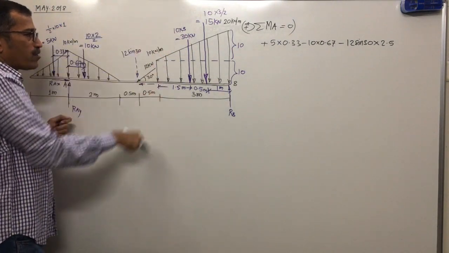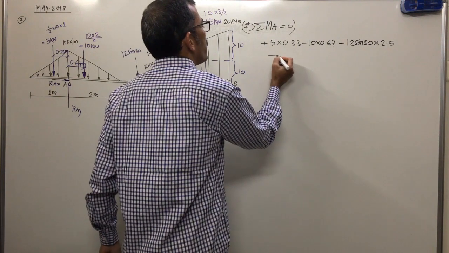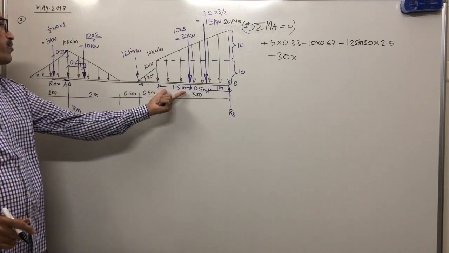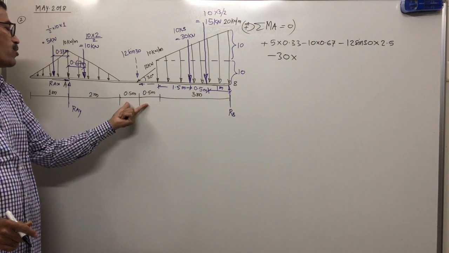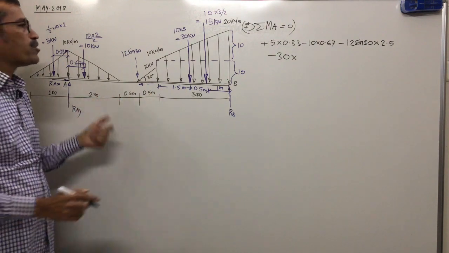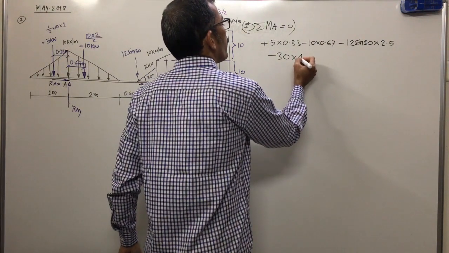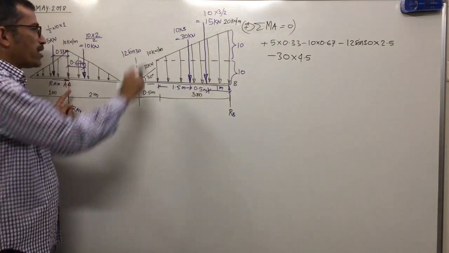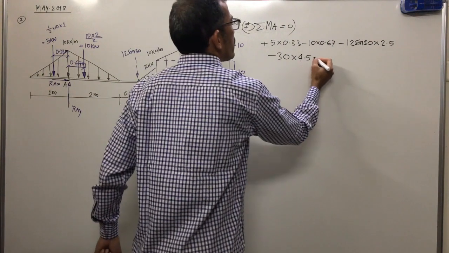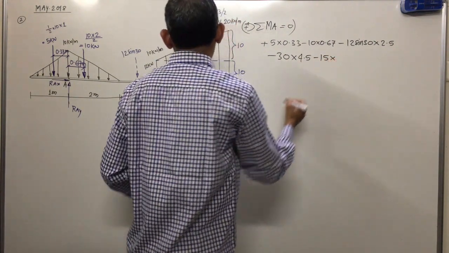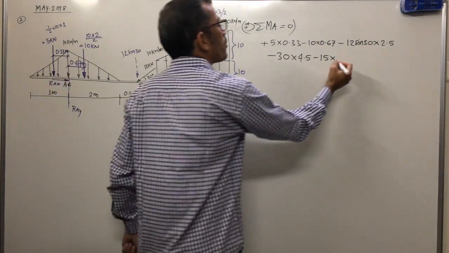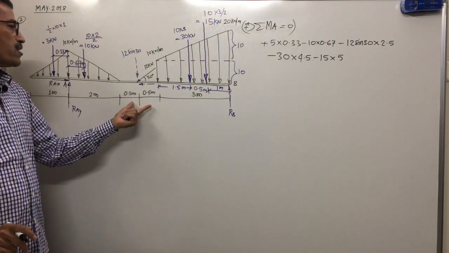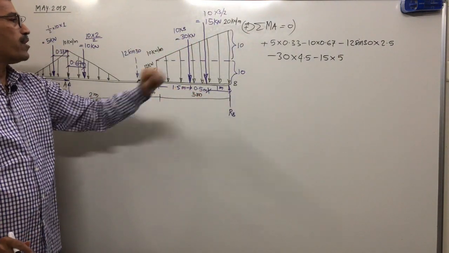After this, next is 30 kilonewton. Again the moment is clockwise, so we write minus 30 into distance 1.5 and 1, 2.5, and 2 means 4.5, right? 4.5. The moment of 15 kilonewton about A is again clockwise, minus 15 into distance, additional 0.5, which means 5 meter, correct? Just check: 2 plus 1 is 3, 3 plus 2 is 5.